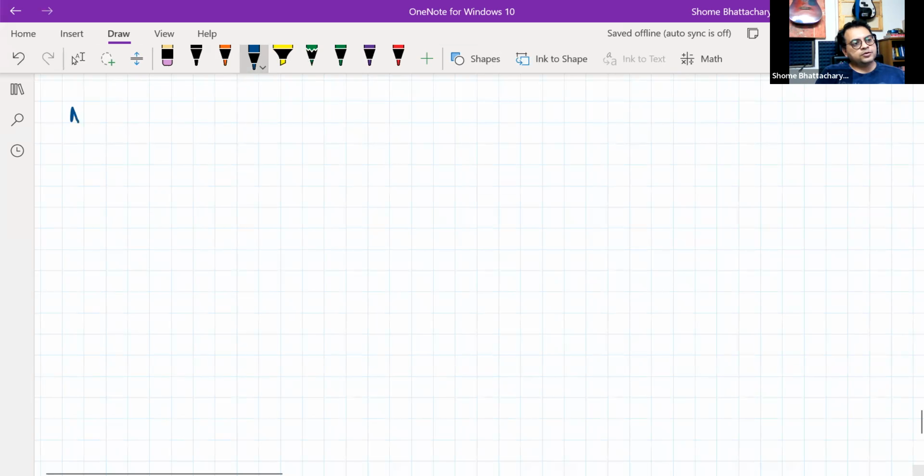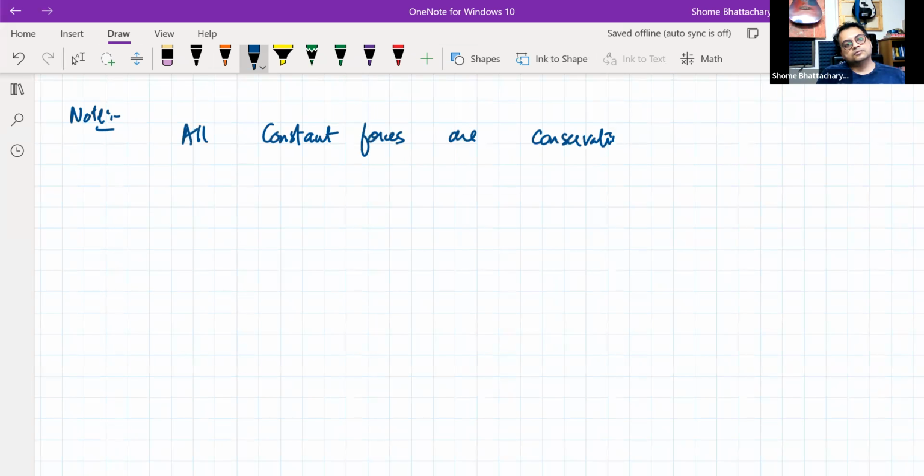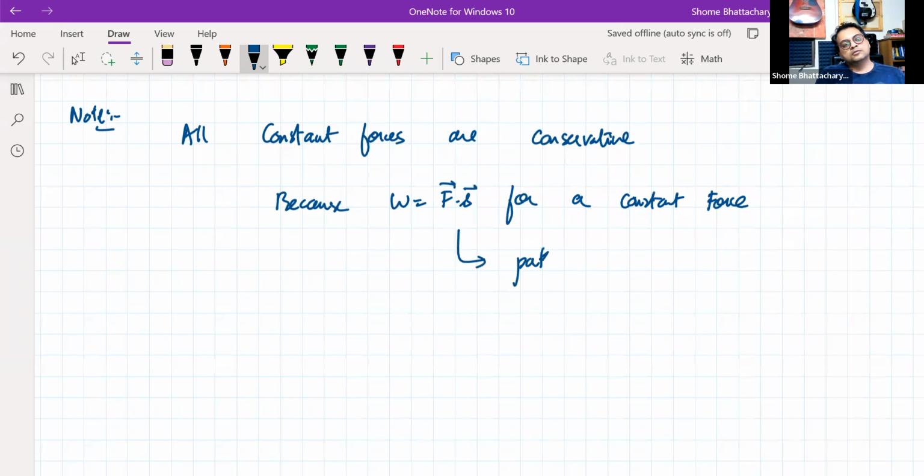Okay, so another important point to understand here is that all constant forces are conservative, because work done is given by F dot S for a constant force. Okay, and this is path independent. It does not depend on the distance and the path. It only depends on the displacement and its relationship with the force.